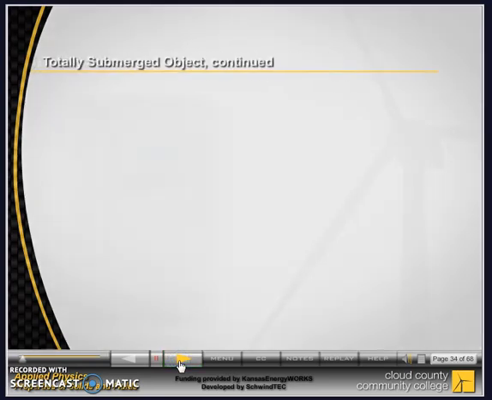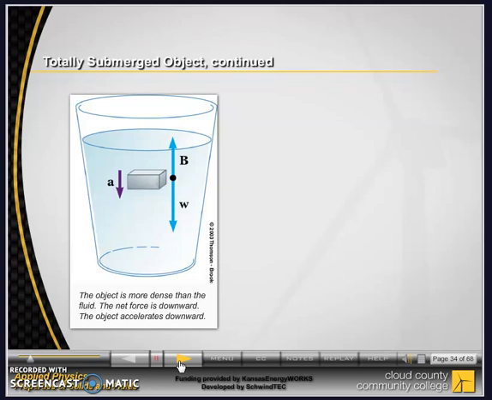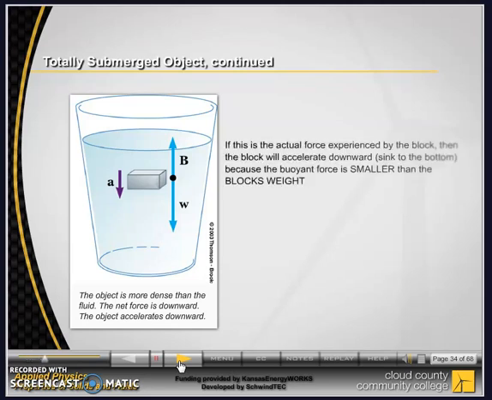Notice the free body diagram drawn for the totally submerged object like the previous page. In this case, if this is the actual force experienced by the block, then the block will accelerate downward, or sink to the bottom, because the buoyant force is smaller than the block's weight. Sometimes, no matter how hard you try to keep something afloat, it will sink back to the bottom.